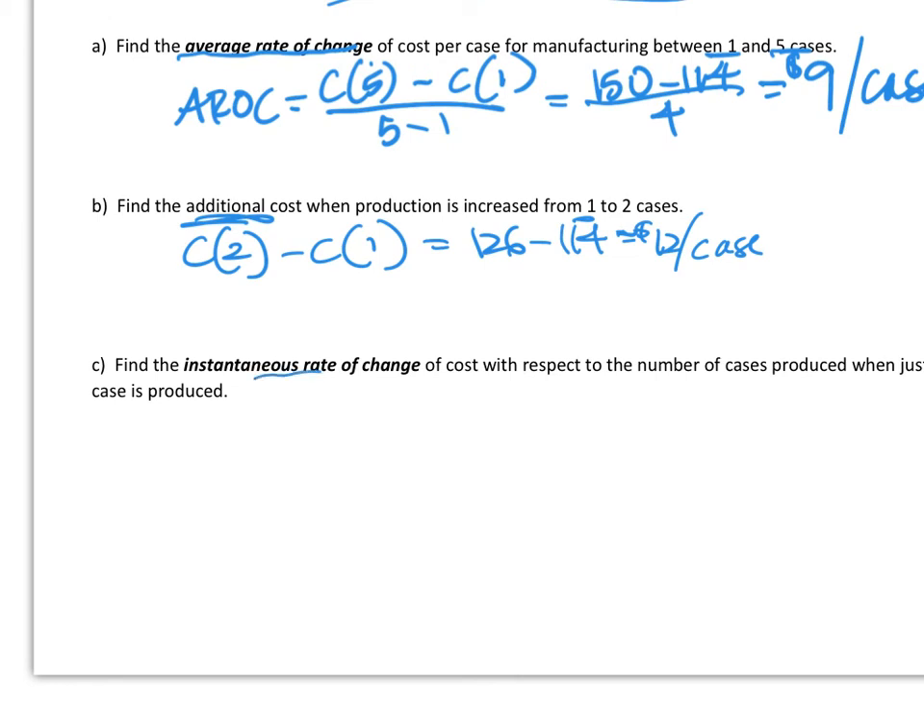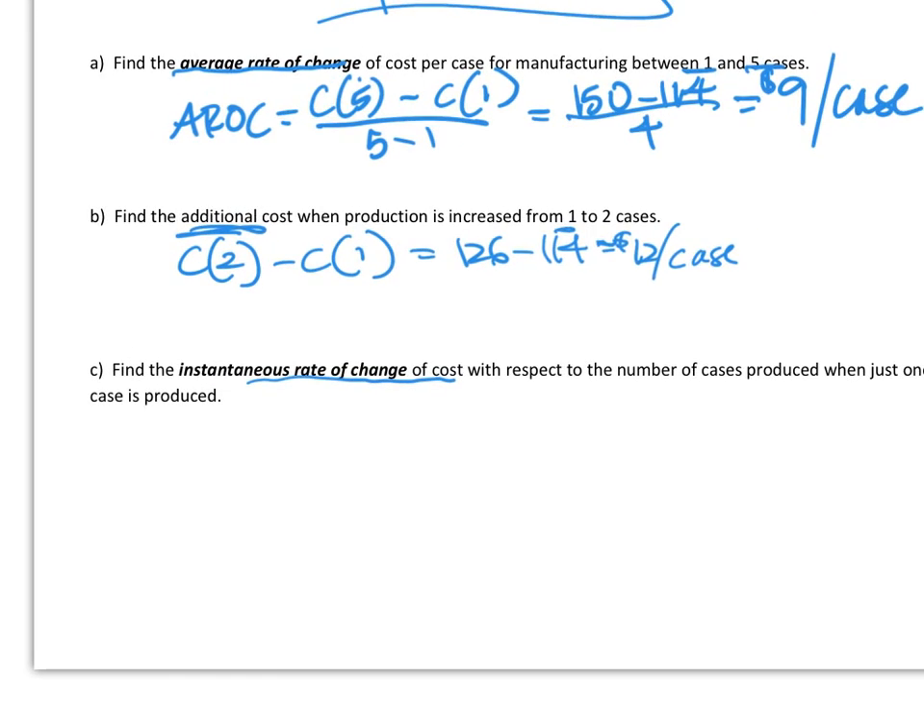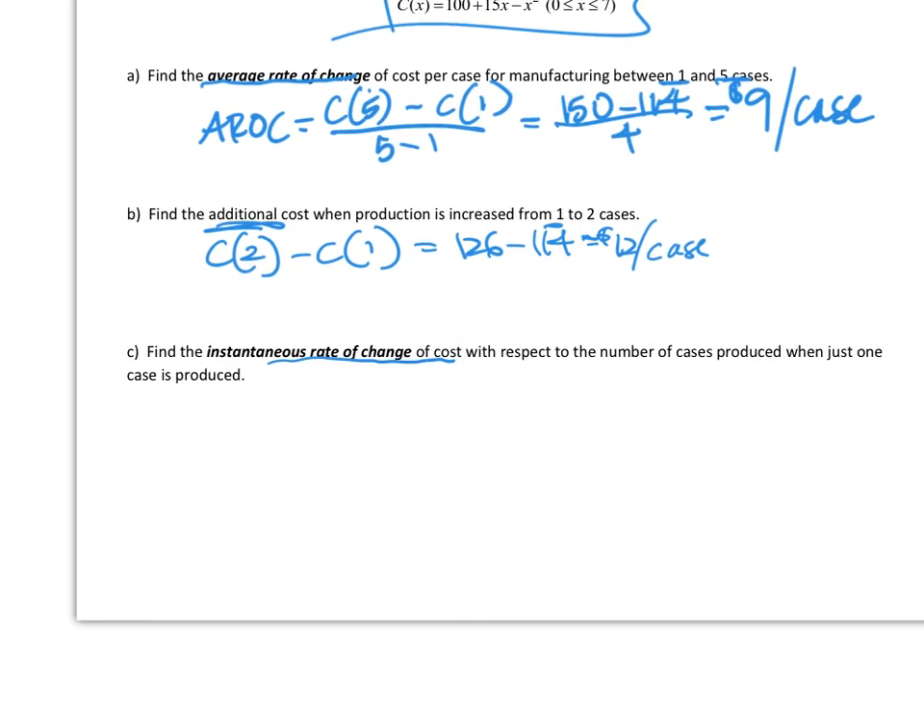Now the last question is, find the instantaneous rate of change of the cost with respect to the number of cases produced when just 1 case is produced. So that is going to be the cost at 1 case. Now it's going to end up being a function, okay? A function that would tell us this change.